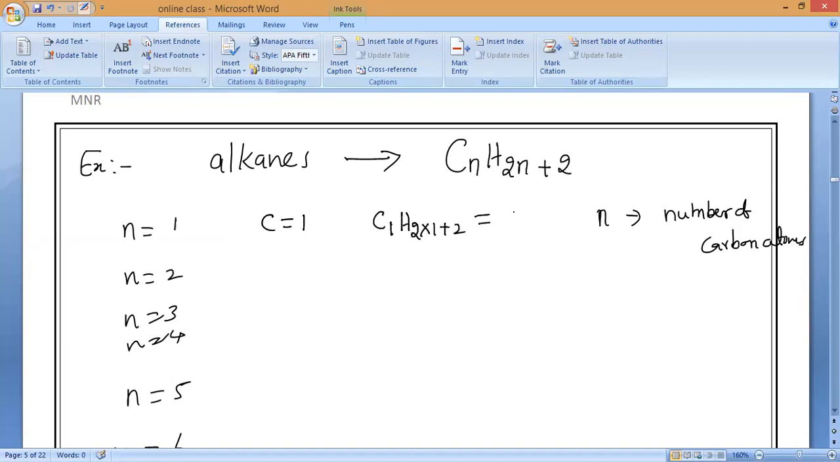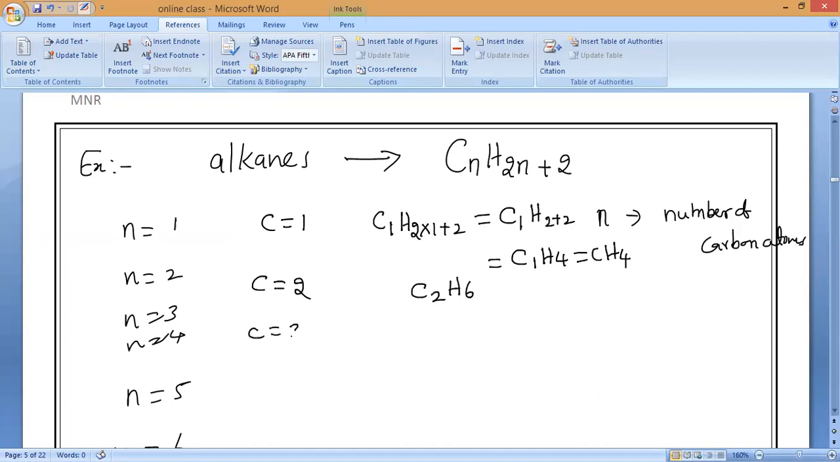The formula is CnH2n+2. For n equals 1, it is C1H(2+2), which equals C1H4, that is CH4. So one carbon I am writing. Next, for carbon, I won't write it. For C equals 2, what will come, guys? One carbon should increase, two hydrogens should increase.